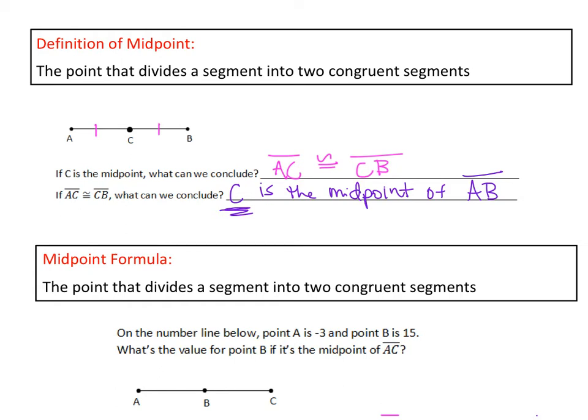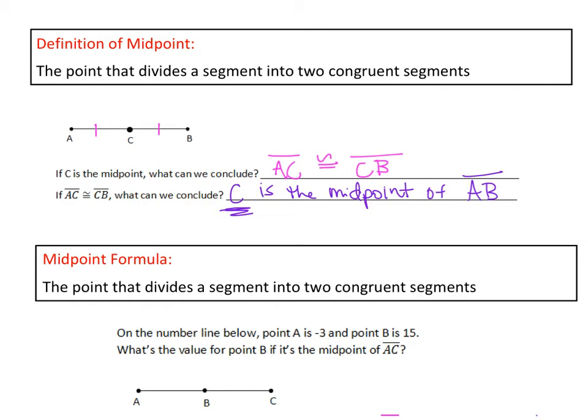So this is called a converse. You can look at it first saying if C is the midpoint, then the two segments are congruent. So conversely, look at it from the other way. If the two segments are congruent, then that means that C is the midpoint. It kind of goes backwards through the logic.